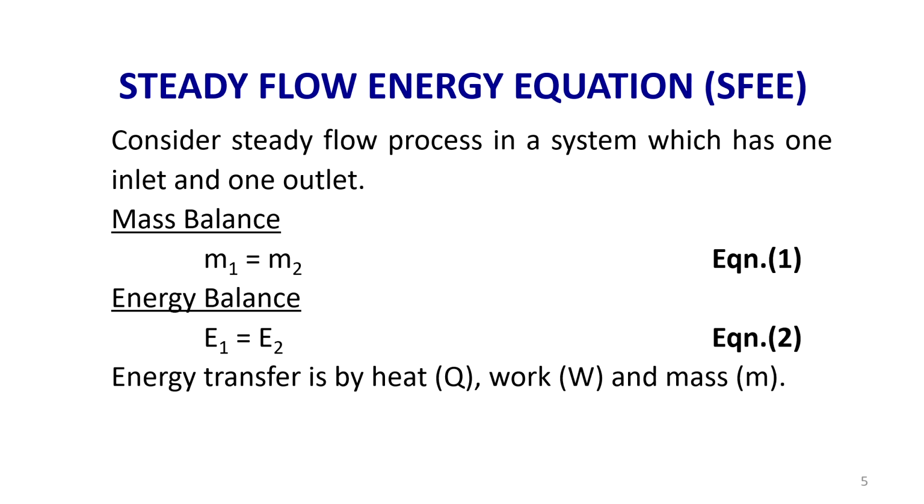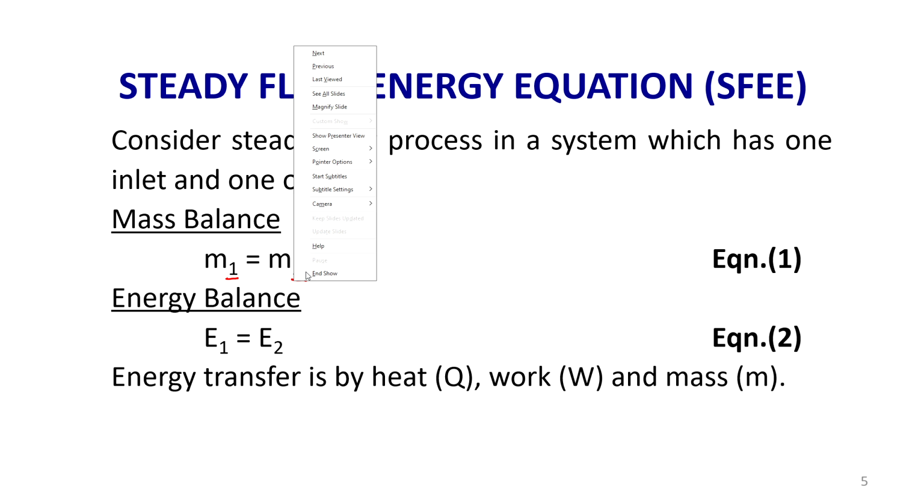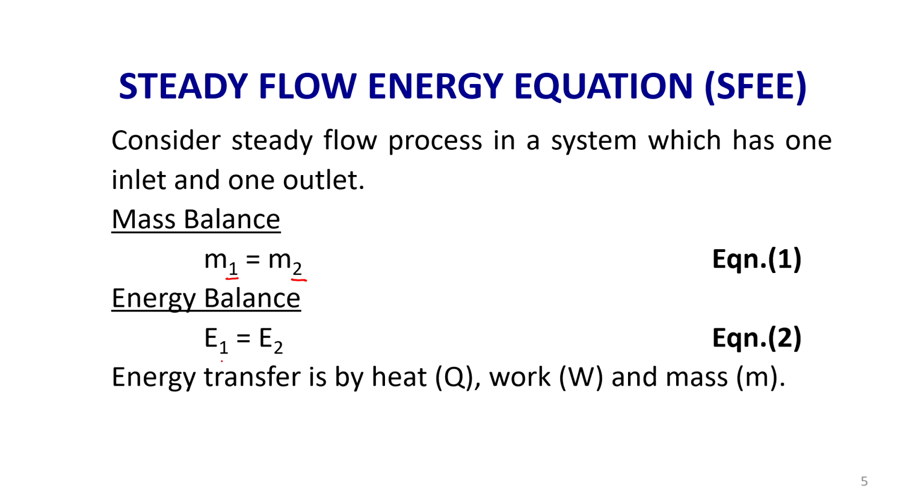With this background, let us see what this steady flow energy equation is. Consider a steady flow process in a system which has 1 inlet and 1 outlet. Whatever mass enters in the form of M1 leaves the system in the form of M2. This is the mass entry at the inlet, and this is the mass at the outlet. We have seen that in a steady flow process the total energy of the system remains constant. This is called energy balance: energy in is equal to energy out.